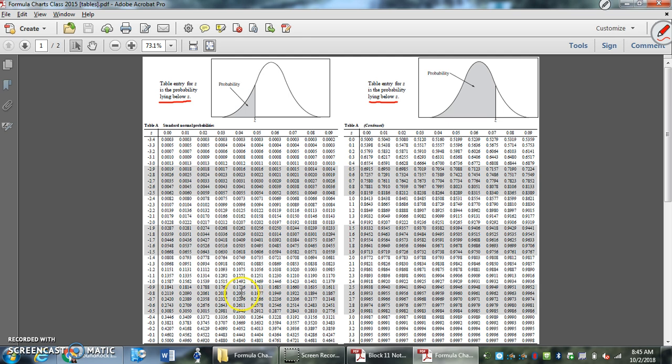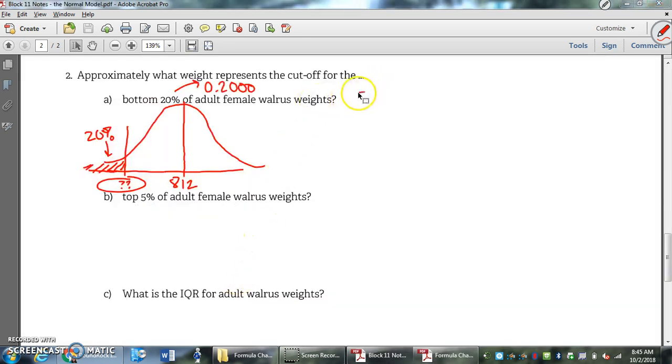Once we find that, we're going to look at our row and column headings for that number to figure out what our z-score is. So there's my number. This is negative 0.84. So negative 0.84 is my z-score. But that's not our final answer, because we wanted to know what weight will represent that spot. So I know the z-score. Now I'm going to use my z-score equation. Negative 0.84 is my z, equals observed. Well, I don't know this observed value yet, so I'm going to leave that as x, minus my mean, which is still 812, divided by my standard deviation, which is 67.